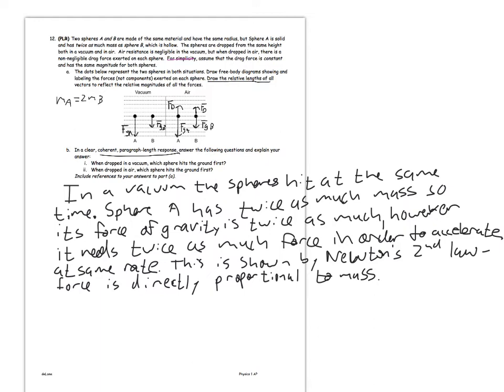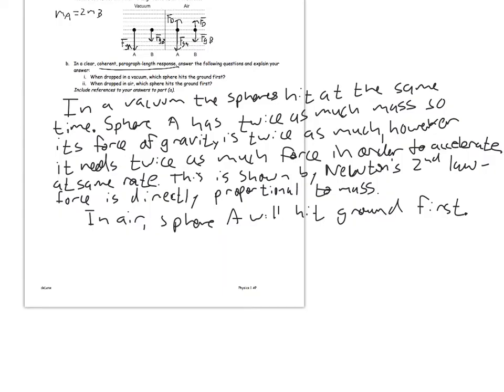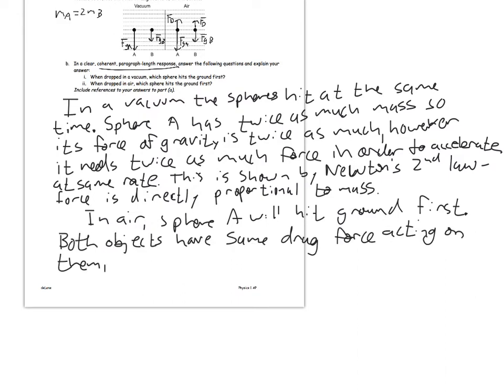Let's think now about part 2. So in air, for the second part, sphere A is going to hit the ground first. There's our statement once again. We now want to back it with a reason, and there's a few avenues you could probably take here, but I would say that both objects have the same drag force acting on them, but B has less mass, and that means that that same drag force affects object B more.